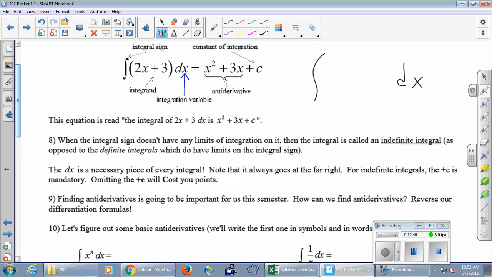For indefinite integrals, the plus c is mandatory. Omitting the plus c will cost you points. See what I did there with the bold and the letter c? It's clever. Also starts with a c.